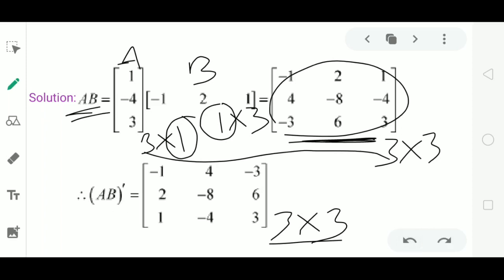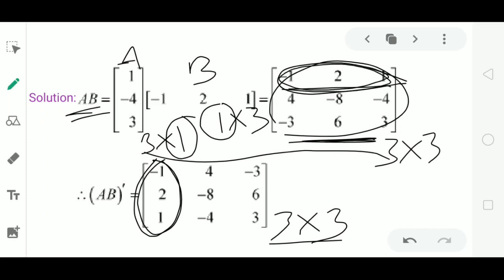The elements of first row of matrix AB are written as the elements of first column. Minus 1, 2, 1 are the elements of first row. The same elements are written as the elements of first column in (AB)'. You can also consider it as we just shift the entire row into a first column.